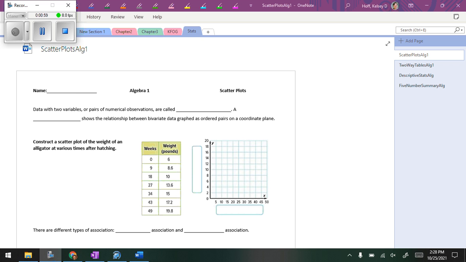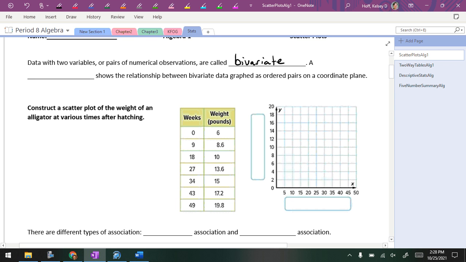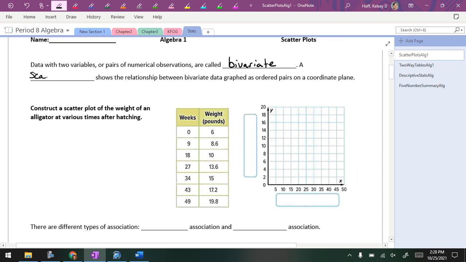Cool? All right. So today is scatterplots. Data with 2 variables or pairs of numerical observations are called bivariate data. Two sets of data are going to be graphed on the same coordinate plane, and that is called a scatter plot. A scatter plot shows the relationship between the bivariate data, graphed as ordered pairs.